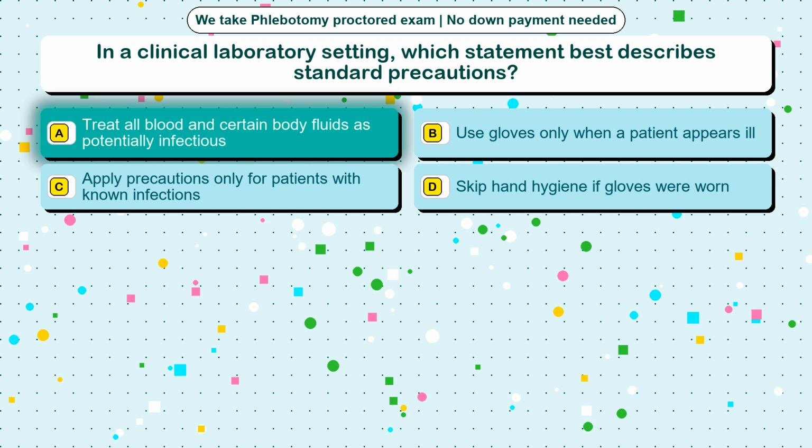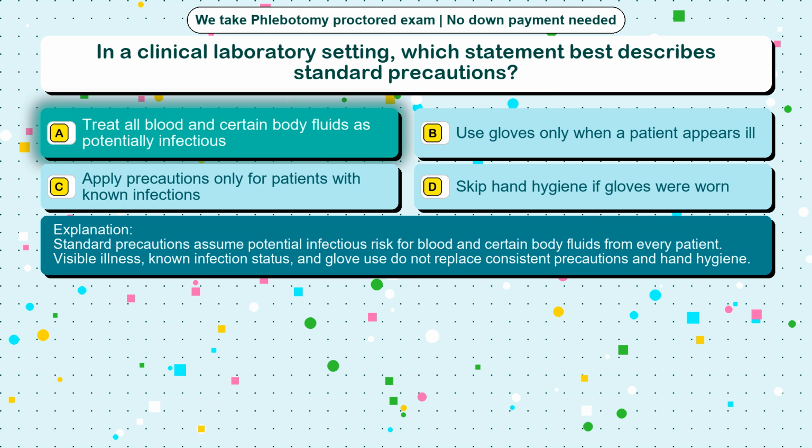The correct answer is option A. Treat all blood and certain body fluids as potentially infectious. Standard precautions assume potential infectious risk for blood and certain body fluids from every patient. Visible illness, known infection status, and glove use do not replace consistent precautions and hand hygiene.